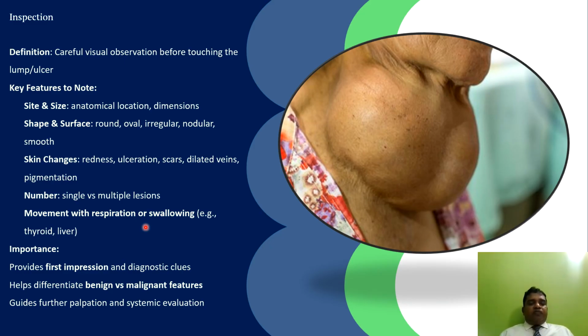The inspection will give a first impression and diagnostic clues, help to differentiate benign versus malignant features, and guide further palpation and systemic evaluations. So always take time to do inspection. You can see in this picture clearly there is a huge goiter in the anterior neck of the elderly lady. So you know how to proceed further. That's why please take adequate time to do an inspection. Inspection always helps you to give a proper pathway for your further management.